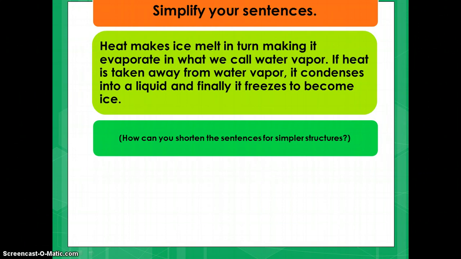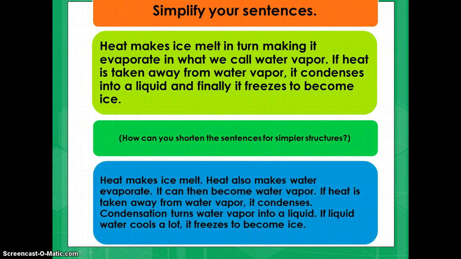So then you can shorten your sentences to become something like this. Instead of saying, heat makes ice melt, in turn making it evaporate into what we call water vapor, you can write or say: heat makes ice melt. Heat also makes water evaporate. It can then become water vapor. So those shorter segments become easier to remember and therefore help the learner keep the meaning across your utterances.